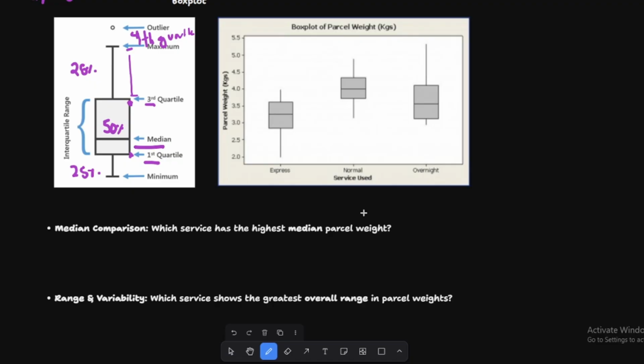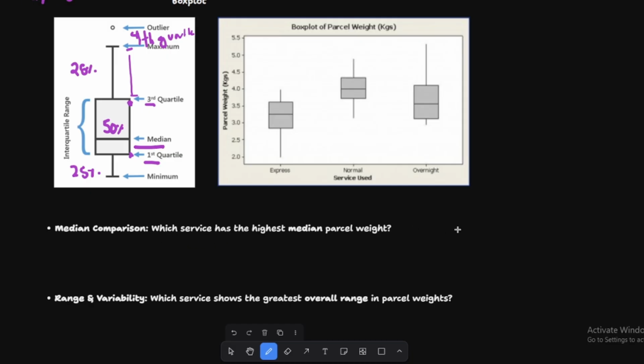Which service has the highest median parcel weight? Okay, so as you can see, this looks a little different from this one. It's because there's 3 different box plots here, and this is used to categorize it into technically 3 separate sets of data, and we're essentially going to compare them with box plots, which is very frequent for statisticians to do. So now let's analyze it.